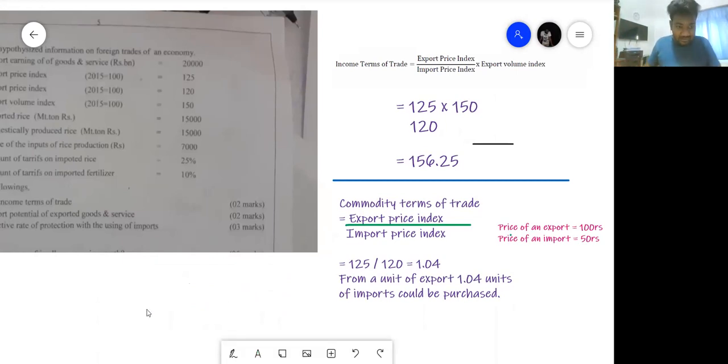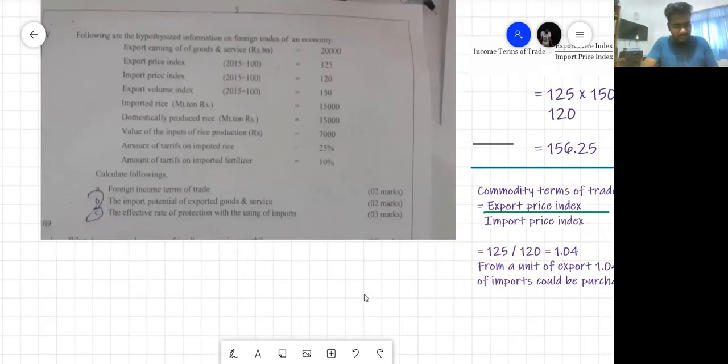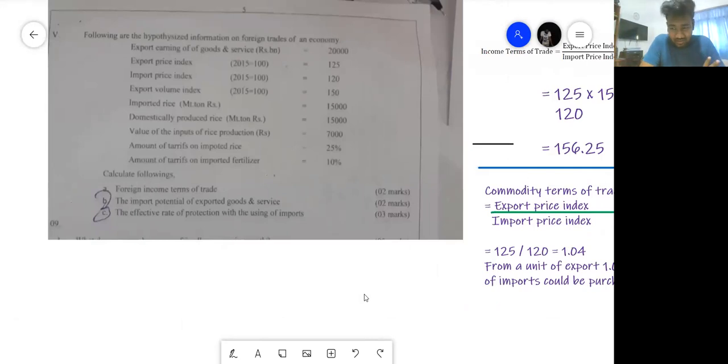Okay, right. So then, guys, part C is a different story. This is the effective rate of protectionism. I'm not very sure, guys, do you all have some idea about this? Yes, that there is something called value added.